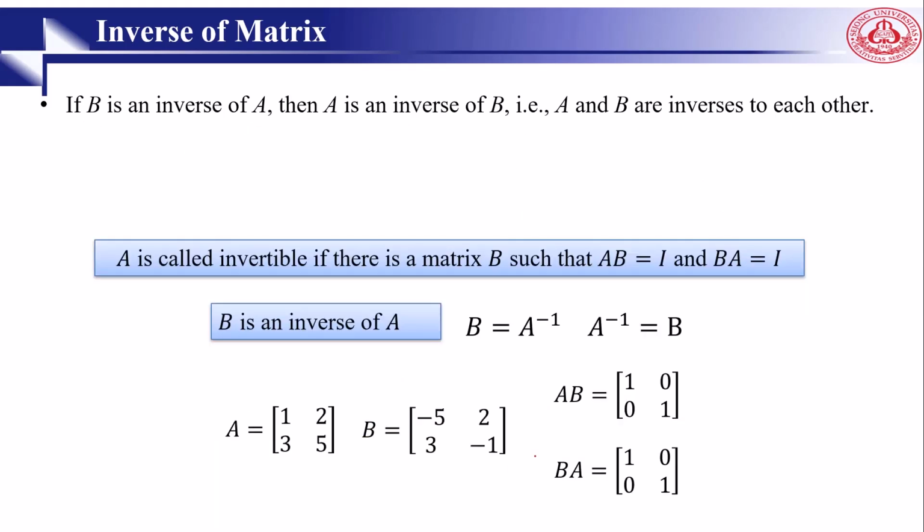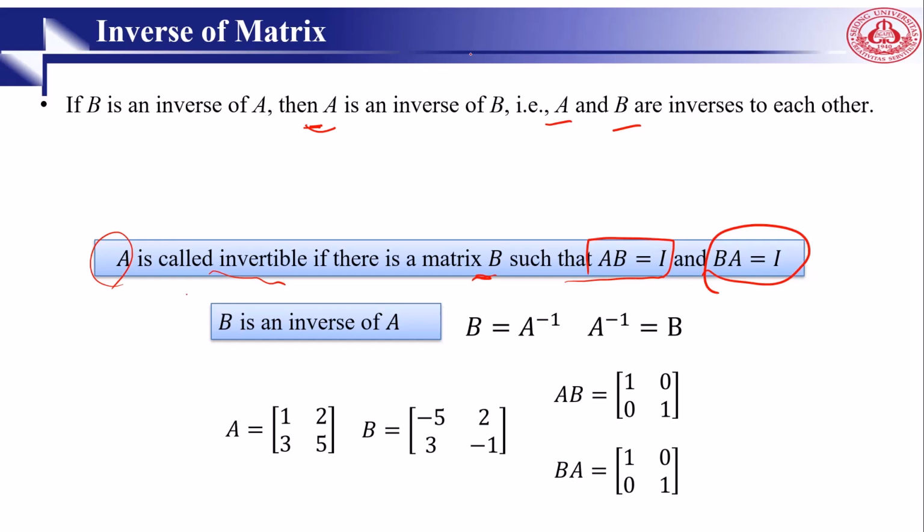An invertible matrix, also known as a non-singular or non-degenerate matrix, is a square matrix for which there exists another matrix, A inverse or B. So we can say A is invertible. It means we can find an inverse for it, in such a way that when you multiply A by its inverse, you get the identity matrix. This is the condition. So we say A is called invertible if there is a matrix B such that A multiplied by B gives the identity matrix, and also B multiplied by A.